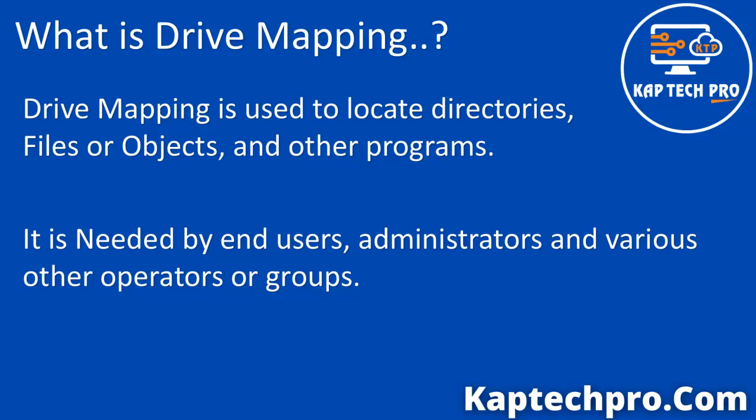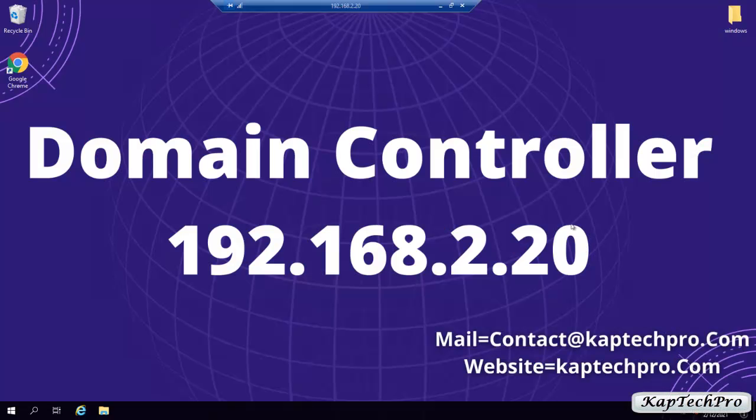So guys, for this demonstration I am using two machines. One is DC machine and the second machine we will be using for testing purpose, which will be the client machine. So guys, without any delay, let's jump to our DC machine. Okay friends, so now we are on our domain controller.